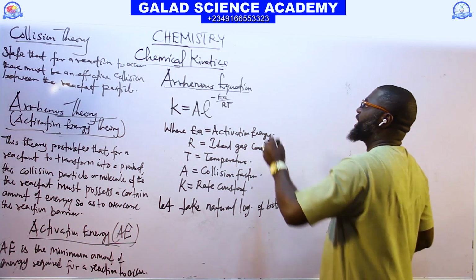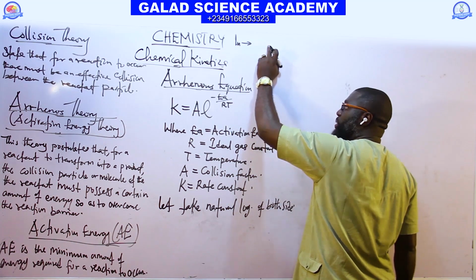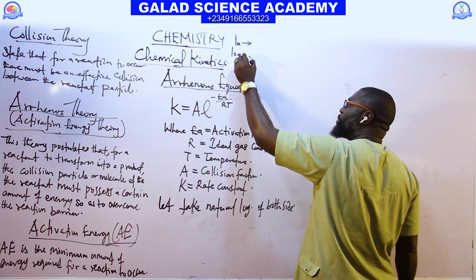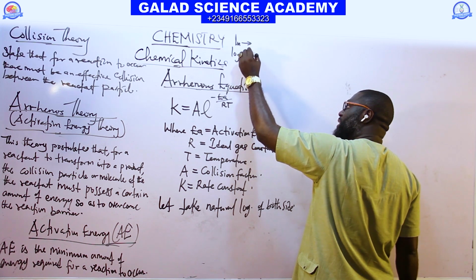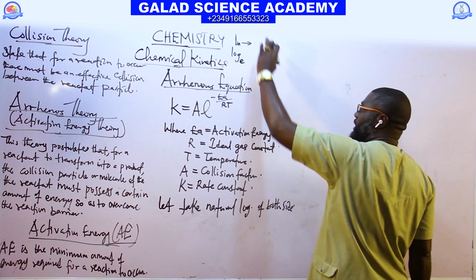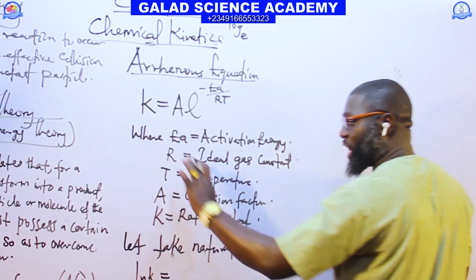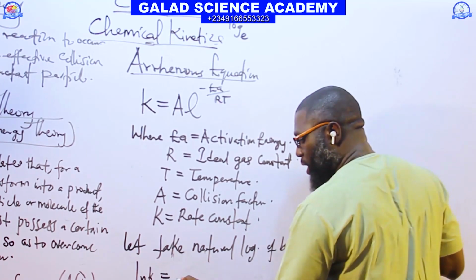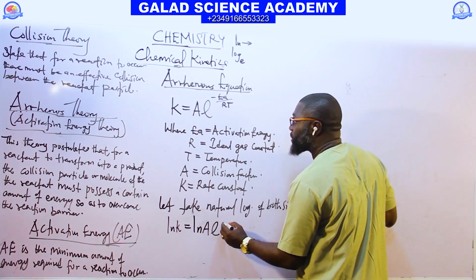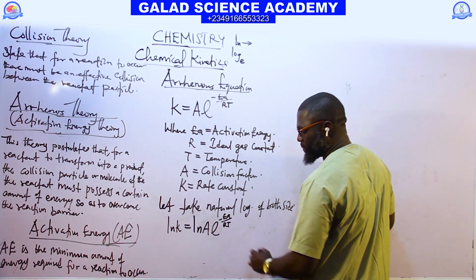ln. This ln means natural logarithm. If it's normal logarithm, it will be logarithm of that substance, but this ln is logarithm base e of that substance. We call it natural logarithm. So here, by taking the natural logarithm of k, we have natural logarithm of A e exponential minus Ea over RT.